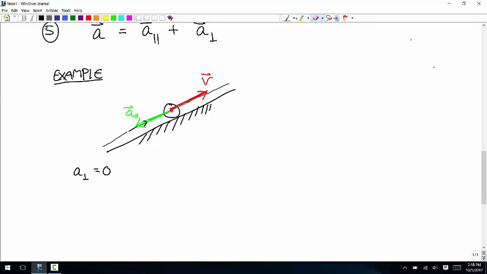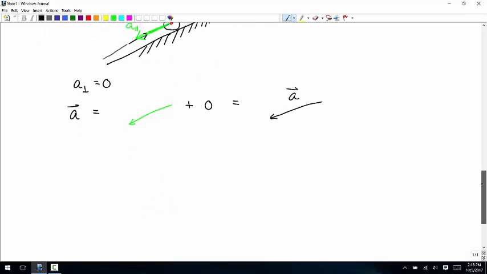So now the total acceleration vector is just equal to this vector plus 0. And so you just get this vector. And so in this case, that's the direction of the total acceleration vector. That's actually something we've done in 1D before, right? This really is a 1D problem. And so that's why the turning doesn't come into it. Okay, so now let's do one where it does turn.